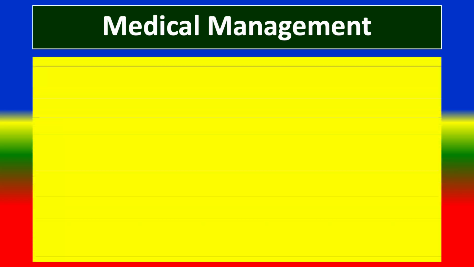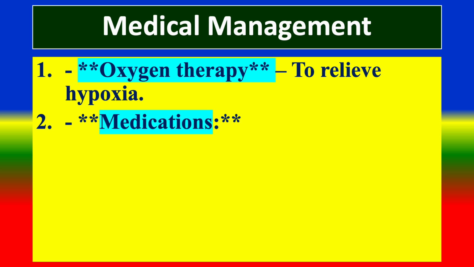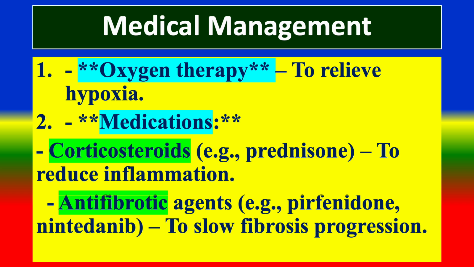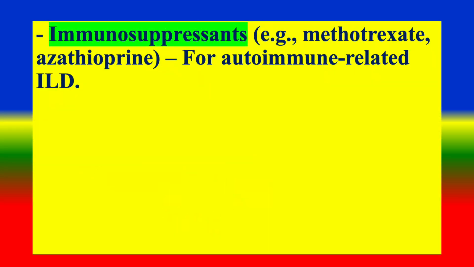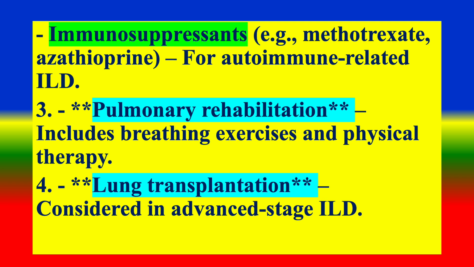Medical management. 1. Oxygen therapy to relieve hypoxia. 2. Medications. Corticosteroids to reduce inflammation. Antifibrotic agents to slow fibrosis progression. Immunosuppressants for autoimmune related ILD. 3. Pulmonary rehabilitation includes breathing exercises and physical therapy. 4. Lung transplantation considered in advanced stage ILD.